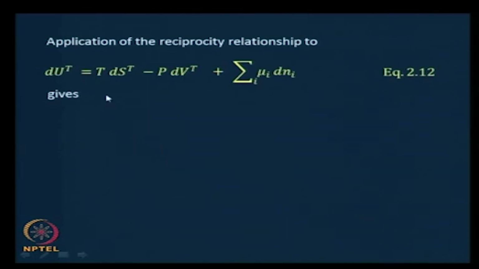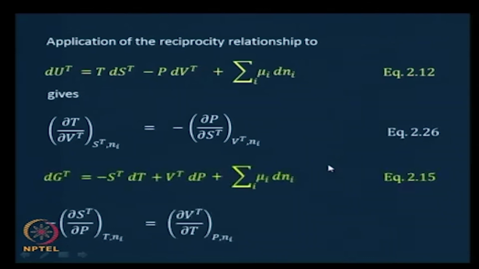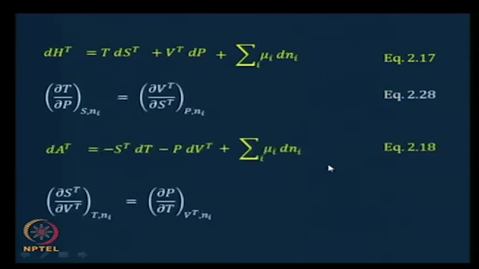And then applying the reciprocity relationship, taking two at a time, given by the mathematical theorem, we could get very useful relationships, which was dou T, dou Vt at constant St Ni equals minus dou P, dou St at constant Vt Ni and so on. I am not going to read those out, they are useful expressions which can be used to represent not so easy to measure thermodynamic variables in terms of easy to measure thermodynamic variables such as P, T and V.